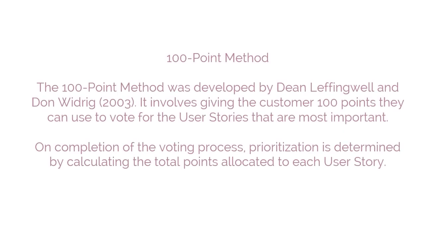100-point method. The 100-point method was developed by Dean Leffingwell and Don Widrig in 2003. It involves giving the customer 100 points that they can use to vote for the user stories that are most important. On completion of the voting process, prioritization is determined by calculating the total points allocated to each user story. The first output of this process is the prioritized product backlog.